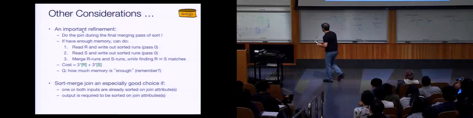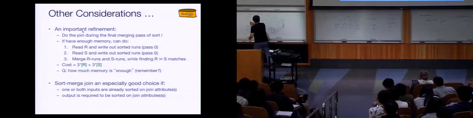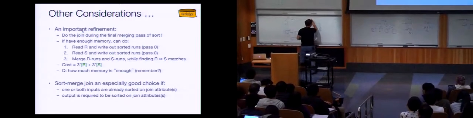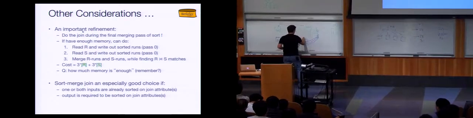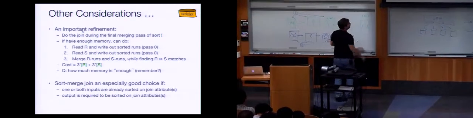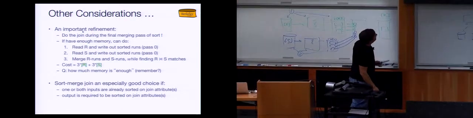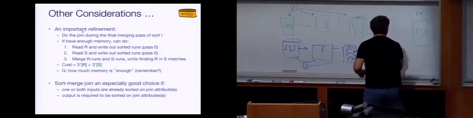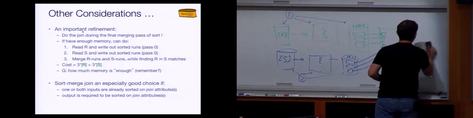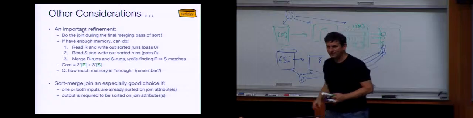We now do, let's look at this, 1 pass of R, 3 passes of R, 1 pass of S, 3 passes of S, and then we write out the output. And I haven't paid the cost of writing out the output in this picture, so we stream out the output. Maybe it just goes to the screen.